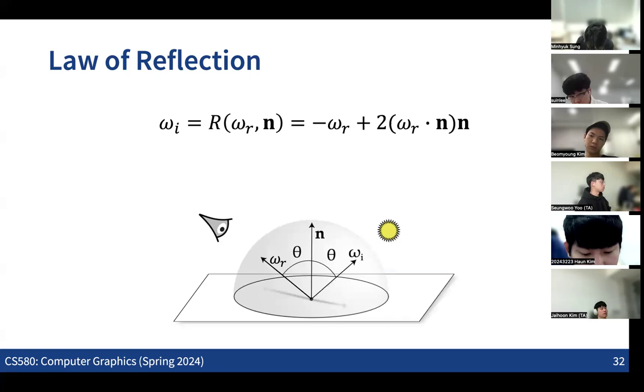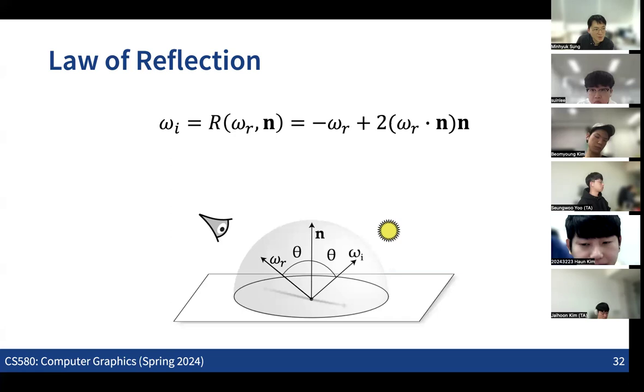While when you consider the elevation of the angle of the light, then for the reflection case, we can compute the elevation of the outgoing direction and also the incoming direction with the rule of reflection, right? So this is also a thing that we could learn in high school, right?